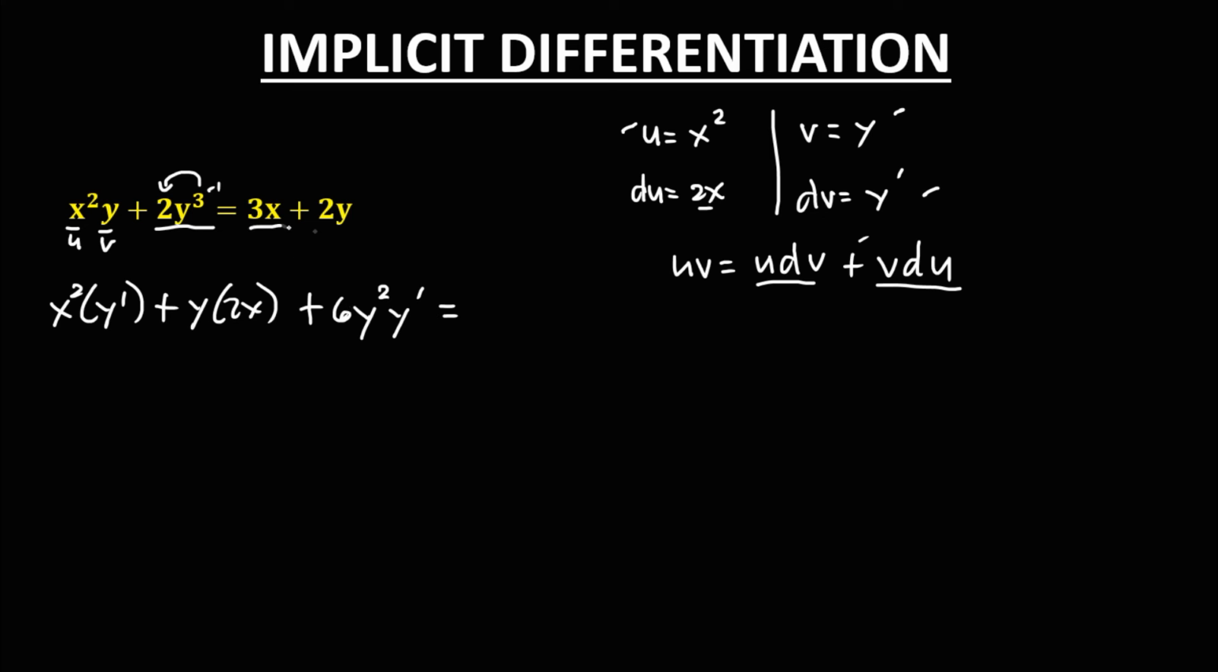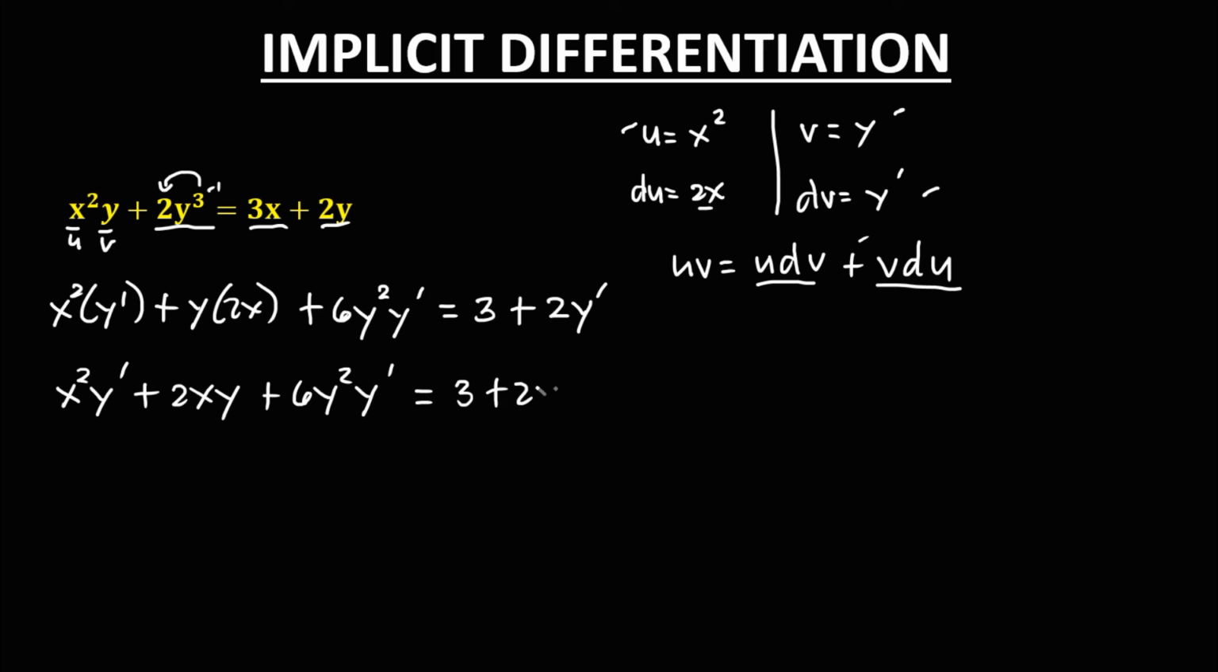Then equals the derivative of 3x, that's 3, plus the derivative of 2y, this one is 2 times the derivative of y. Then simplify, so this is x squared y prime plus 2xy plus 6y squared y prime equals 3 plus 2 y prime.